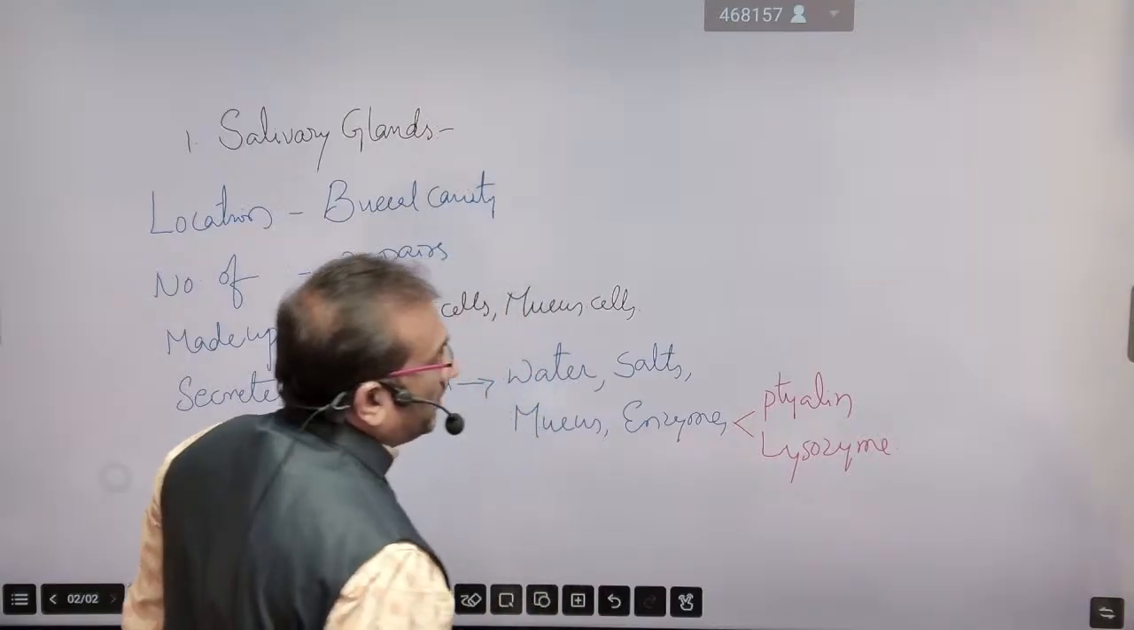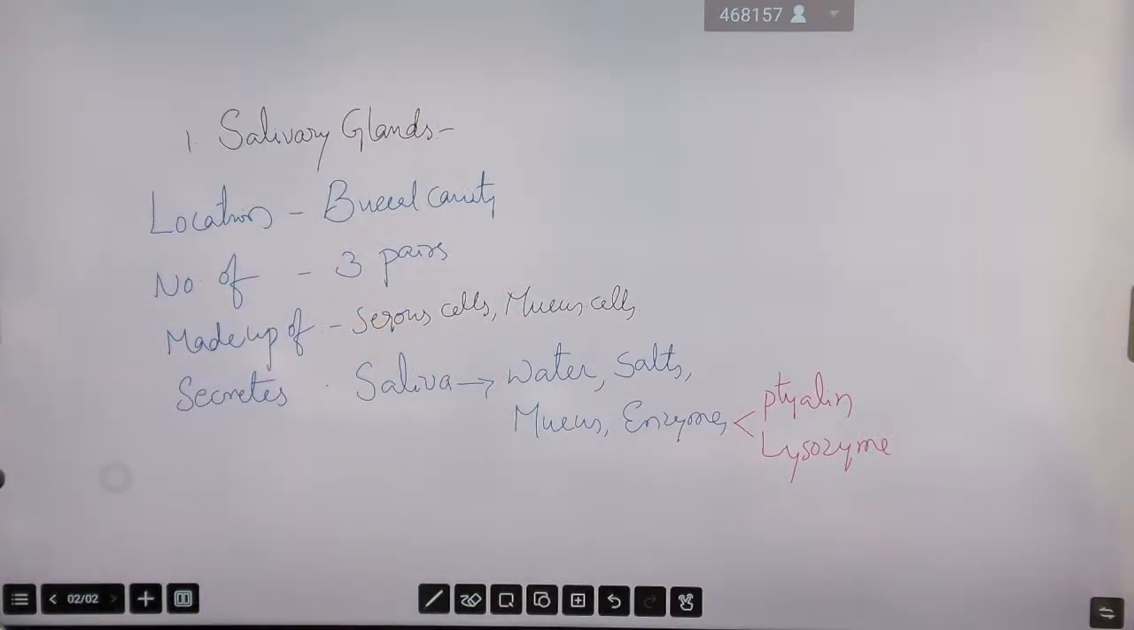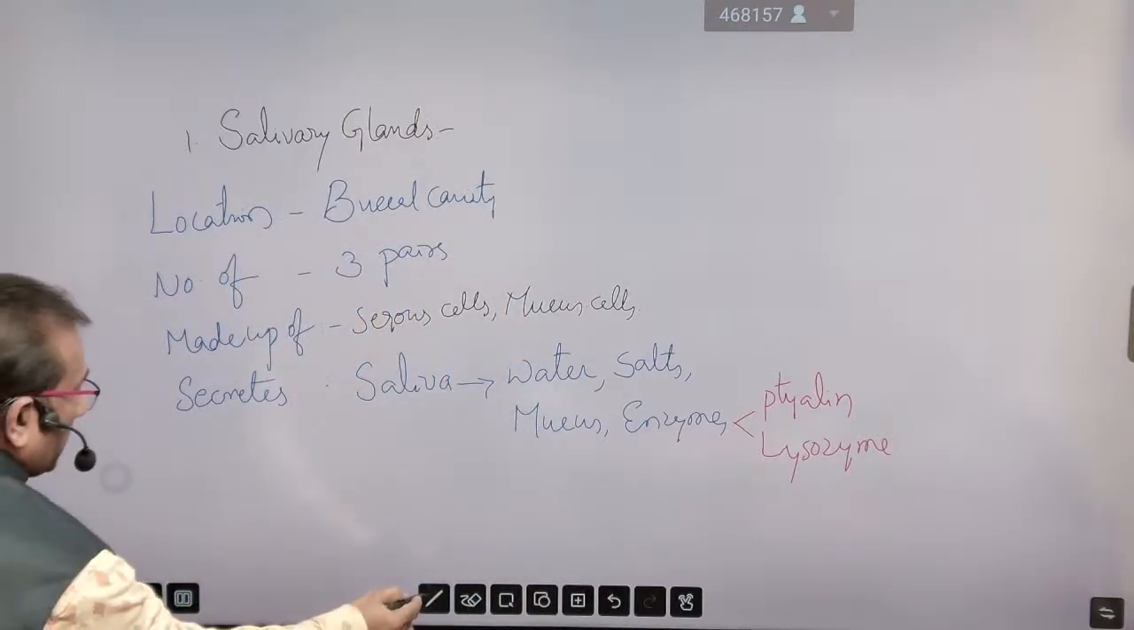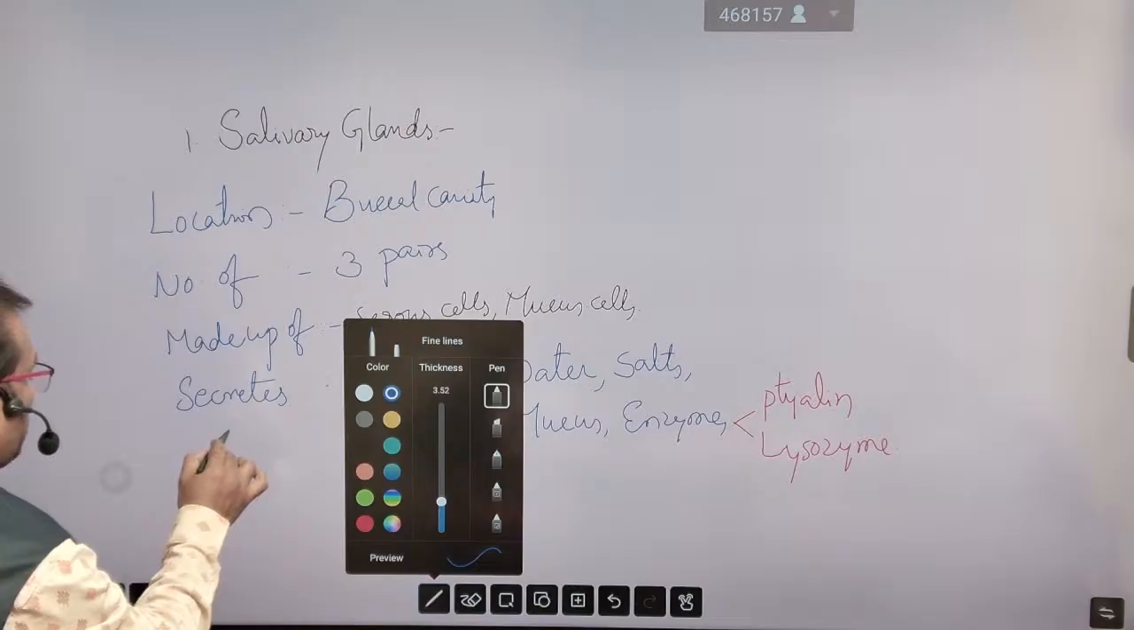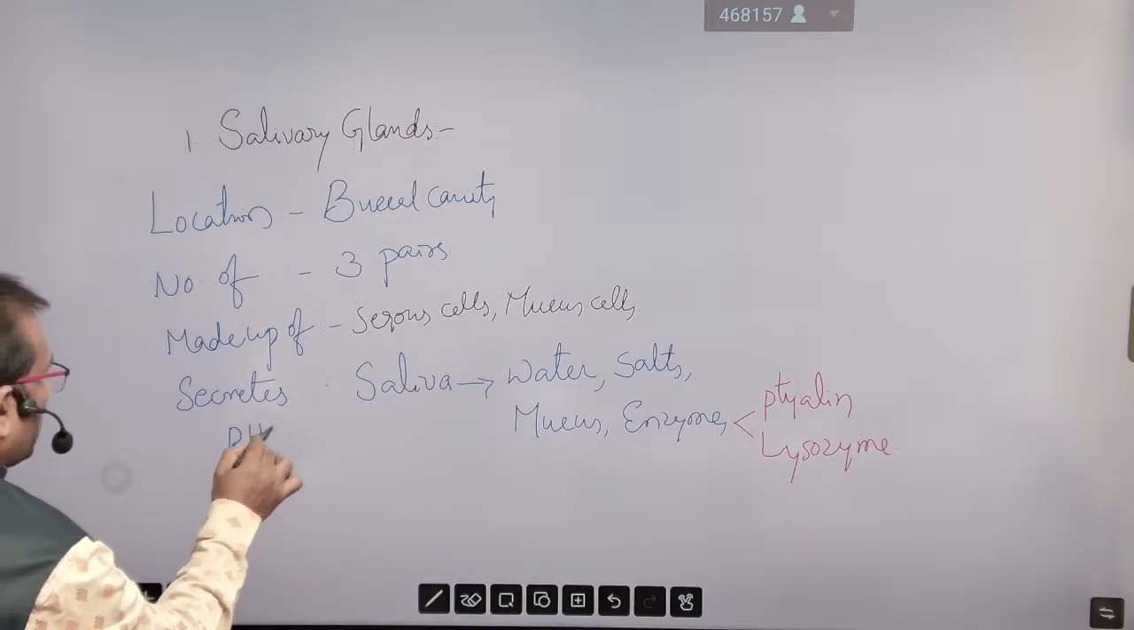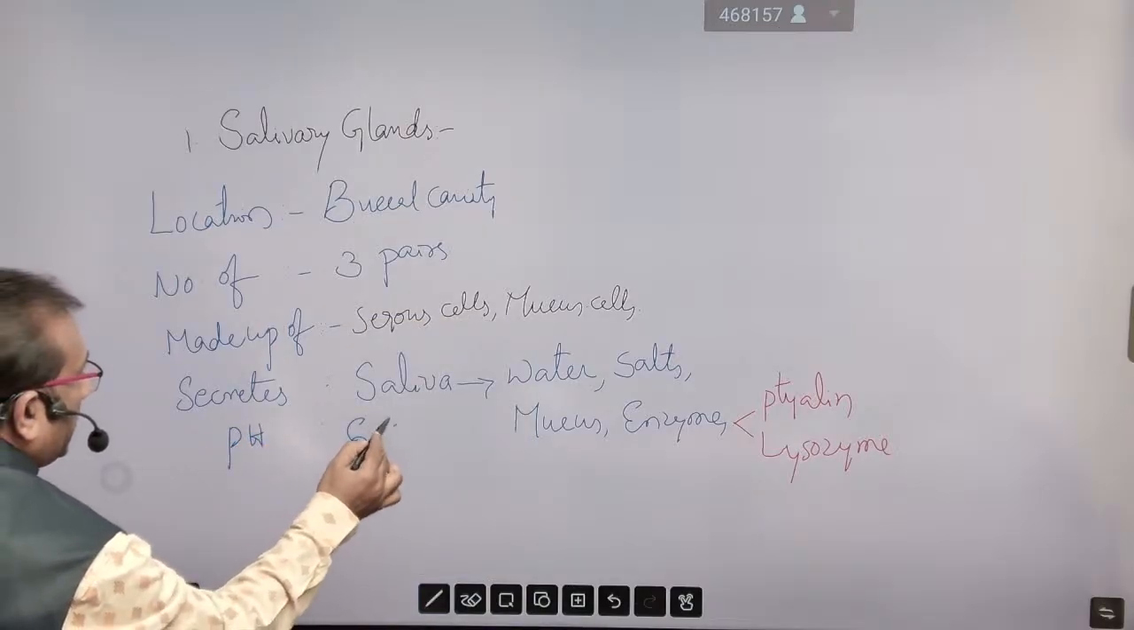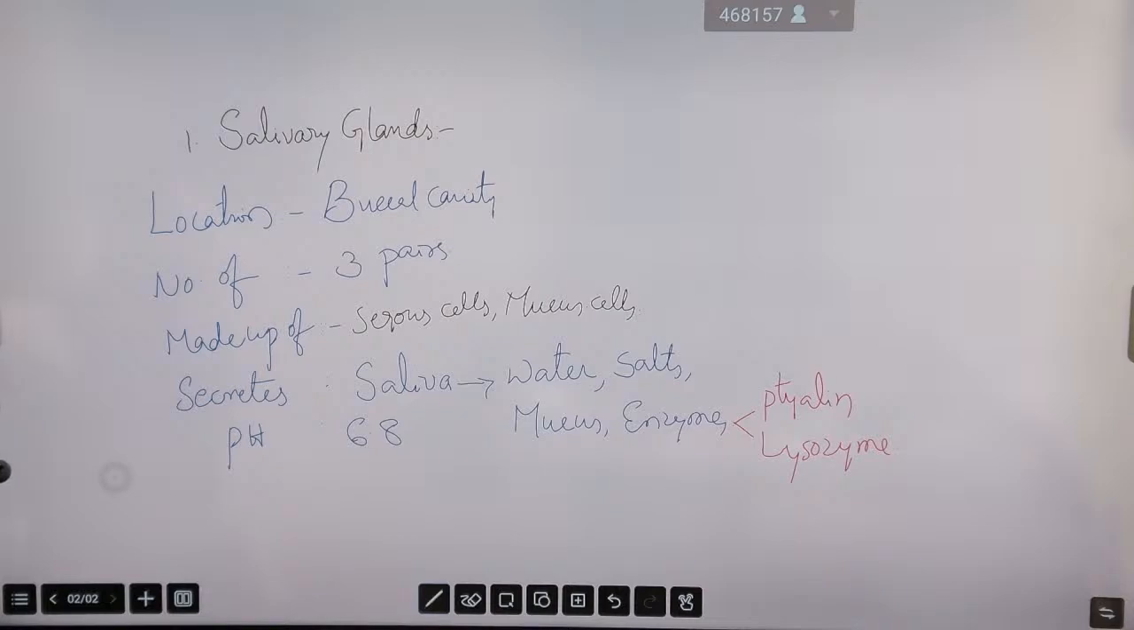Two enzymes are present in the saliva. And coming to the last one here, what is the pH of saliva? The pH of saliva is 6.8. Okay, 6.8 means it is coming near to neutral. 7 is neutral, so 6.8 means a weak base. Okay, basic in nature, weak basic in nature.